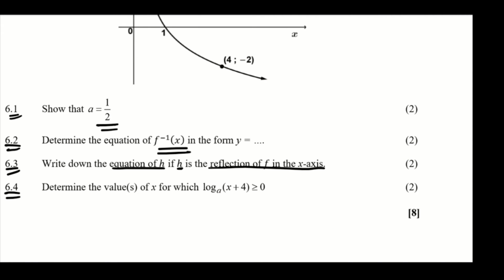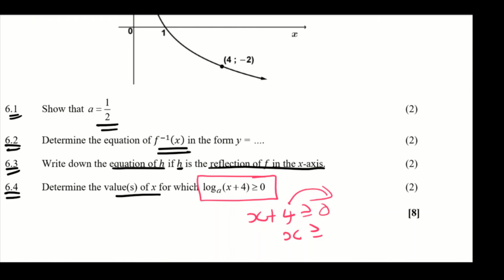So 6.4, we are asked to determine the values of x for which log base a of x plus 4 is greater than or equal to 0. So how do we find the values of x for this expression here? We know very well that x plus 4 must be greater than or equal to 0. Or let me just say that we transpose the 4 to the other side, we will have x being greater than or equal to minus 4. So this is the first solution of x that we should expect in our solutions.